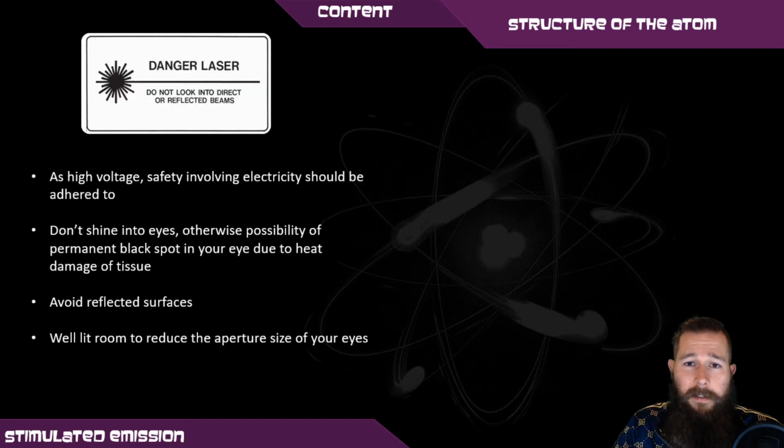Now, when using lasers, there's a lot of safety to be considered, such as the operating instructions of the laser that you have. Don't shine the laser into a person's eyes, as the heat damage and the intensity of the light can cause permanent damage. Avoid reflecting surfaces, and use lasers in a well-lit room to reduce the aperture of your pupil, which reduces the risk of the laser actually entering your eye.